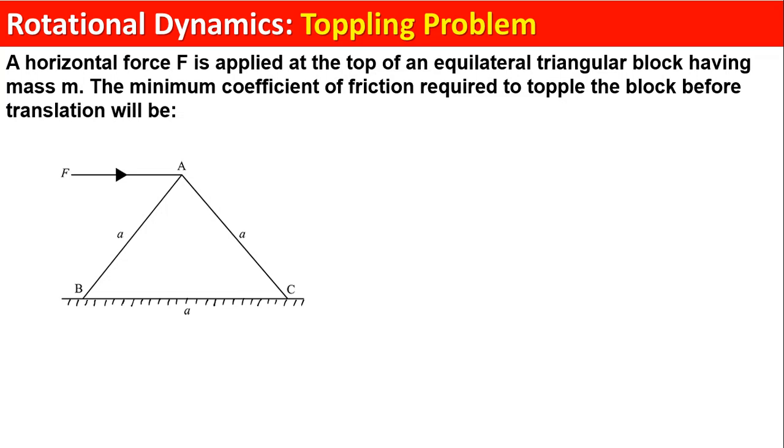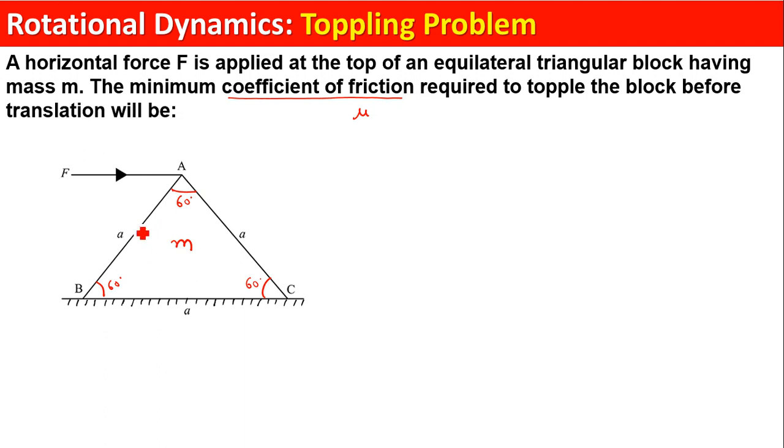In this video, we are going to cover the toppling problem, which is from rotational dynamics. Let us look at the question. A horizontal force F is applied at the top of an equilateral triangular block having mass m. So all the sides and all the angles will be equal, as given in the problem itself. Now, you need to find the minimum coefficient of friction required to topple the block before translation, the minimum value of mu.